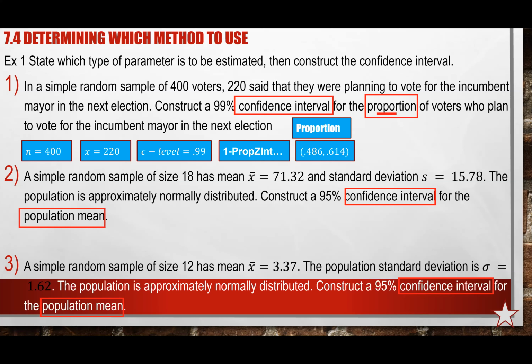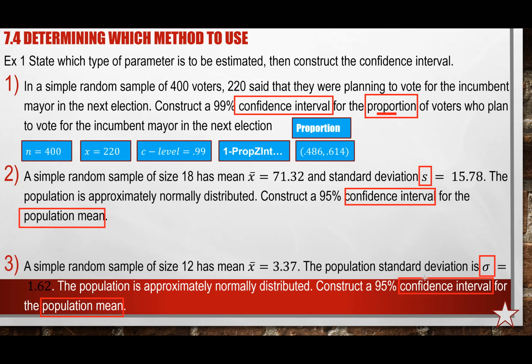If you don't have that, let's take a look at two and three. And this is the most challenging part of chapter 7 and chapter 8 for you guys, ladies and gentlemen. The most challenging part is how do you spot the difference? Because they ask you to construct the confidence interval for the population mean. If you look at number two, they say that the sample size of 18 has the mean 71.32 and the standard deviation of S. First of all, hopefully you guys spot the difference here. Here they give you the S, whereas down here, they spell it out to you and give you the symbol.